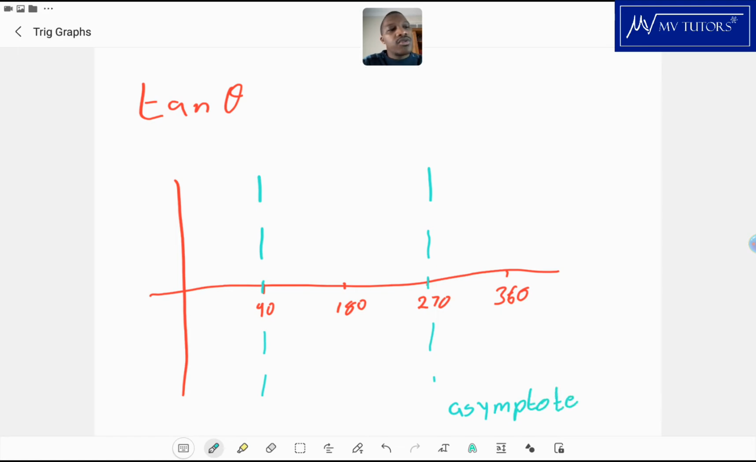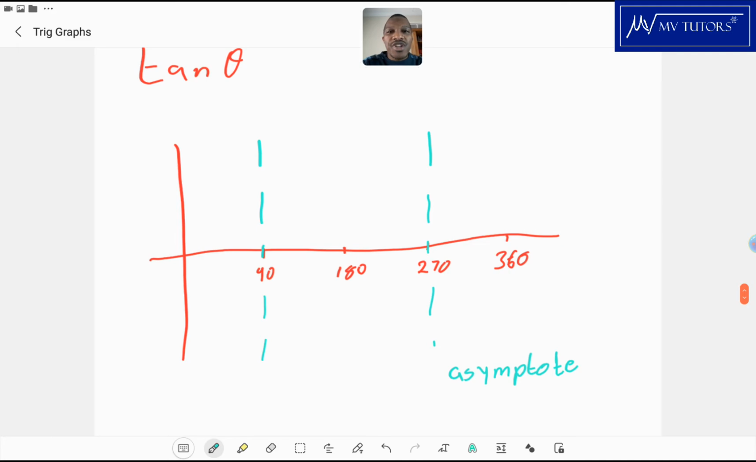Now, what's an asymptote? It's where the graph wants to reach the point, but it doesn't touch it. It actually goes towards it but doesn't touch it. Okay, so let's see what that looks like. The full tan graph looks like this. It reaches the asymptote but doesn't touch it. And also this side, it reaches the asymptote but doesn't touch it. Okay, so this is the full tan graph.